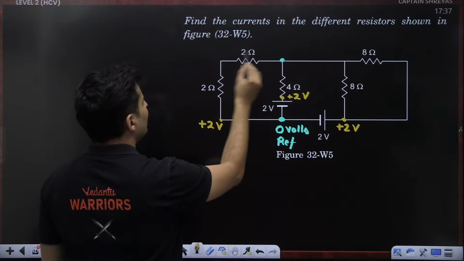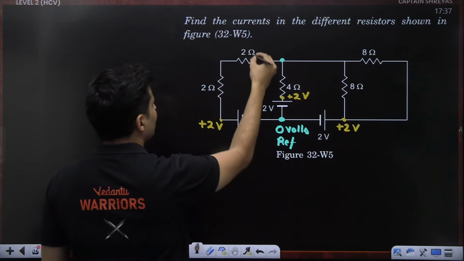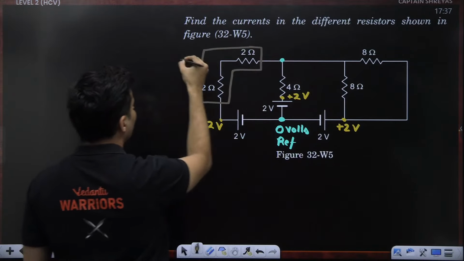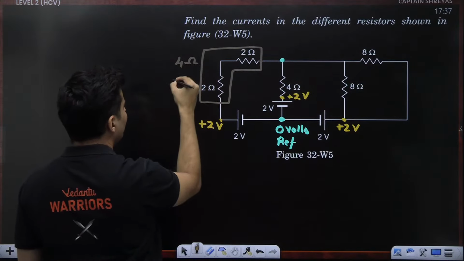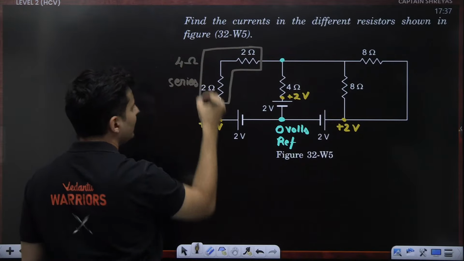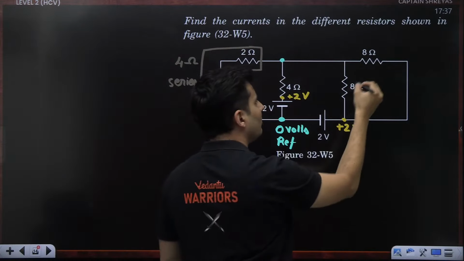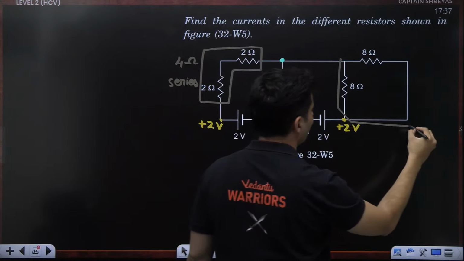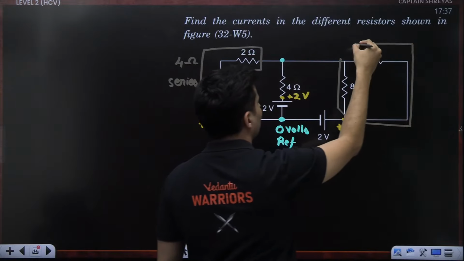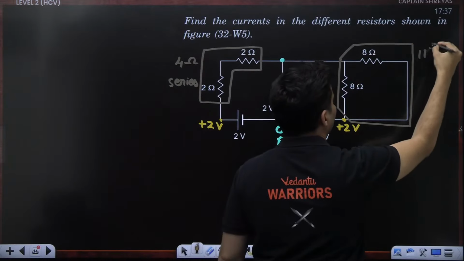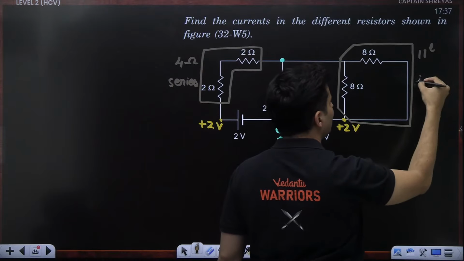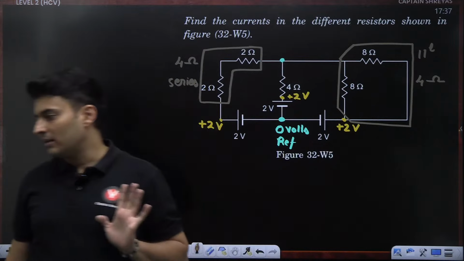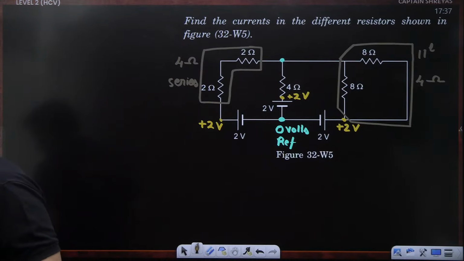Okay. Now these two resistors together, I can just combine them. I can call it 4 ohms because they are in series. Can you see that? Same way, this 8 ohms and 8 ohms are actually in parallel. If you notice carefully, they are in parallel, my dear warriors. So if they are in parallel, their effective resistance will be 4 ohms. Do you see that?